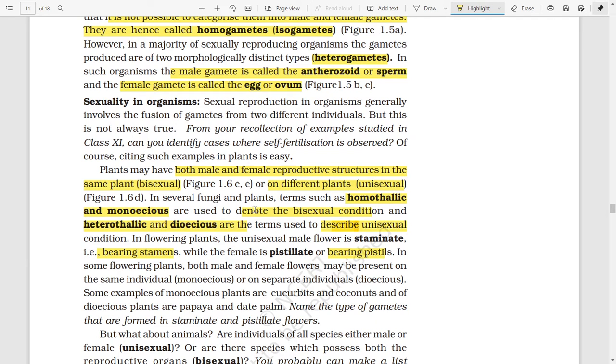In some flowering plants, both male and female flowers may be present on the same individual, which is known as monoecious, and separate individuals is dioecious. Some examples of monoecious plants are cucurbits and coconuts, and dioecious are papaya and date palm. Name the type of gametes that are found in the stamens. Stamens form sperms, and pistillates form ovum.